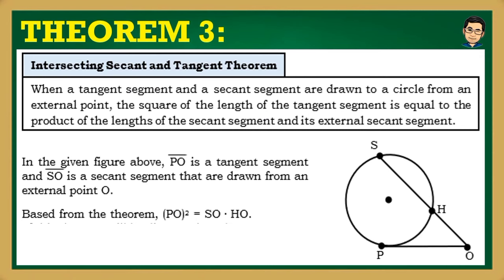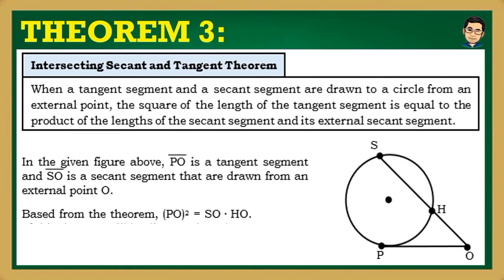So, let us have the next theorem. So, intersecting secant and tangent theorem. So, when a tangent segment and a secant segment are drawn to a circle from an external point, the square of the length of the tangent segment is equal to the product of the lengths of the second segment and its external second segment.